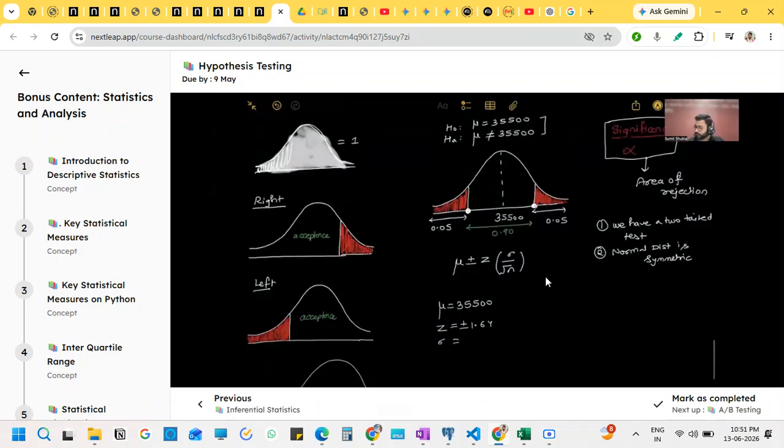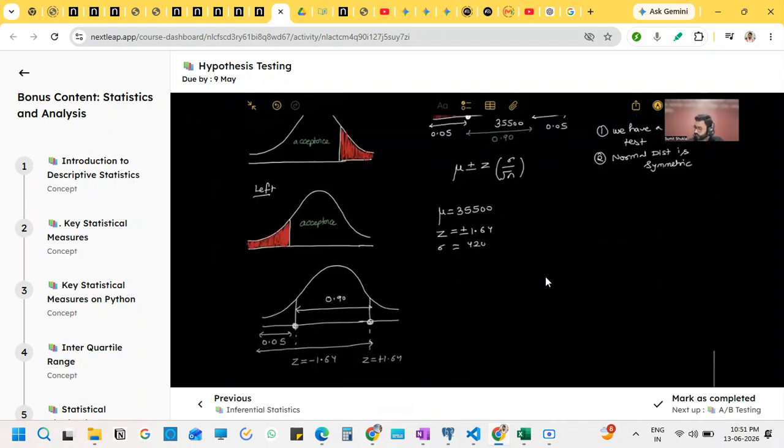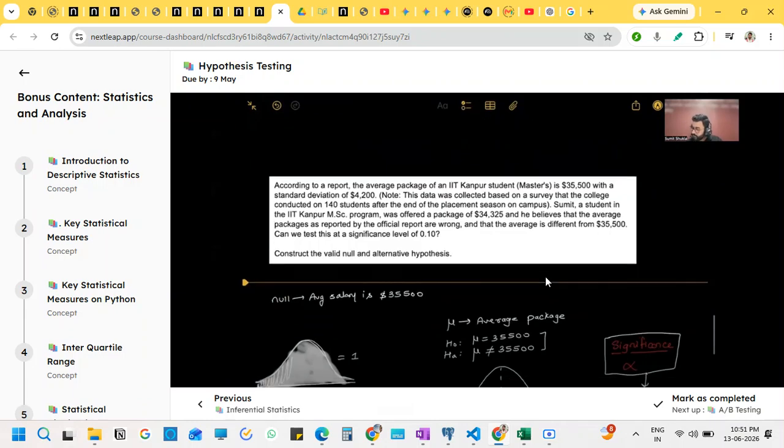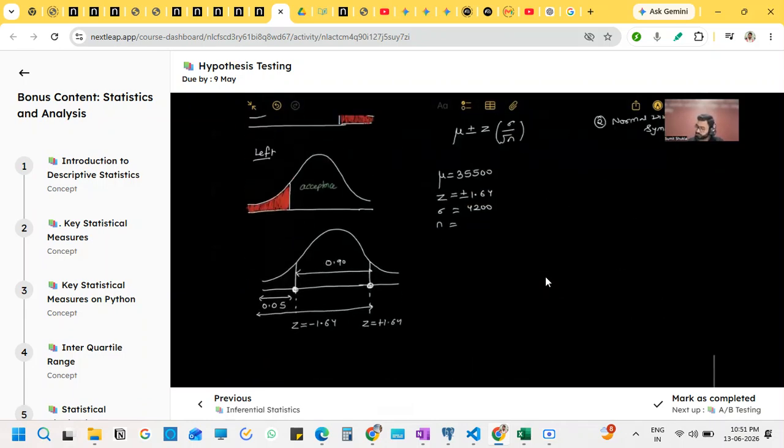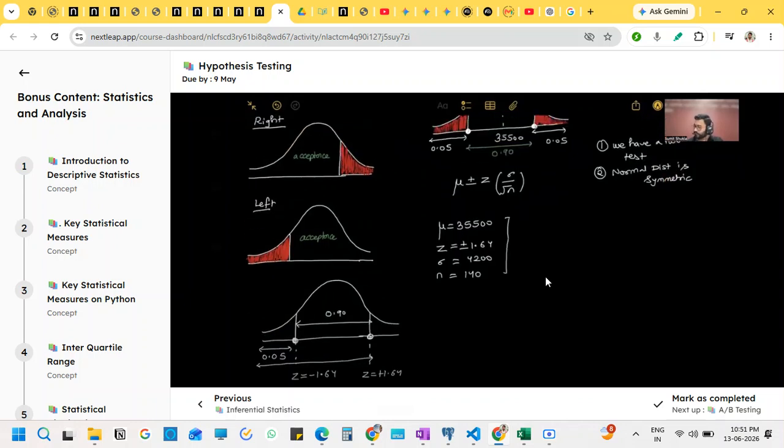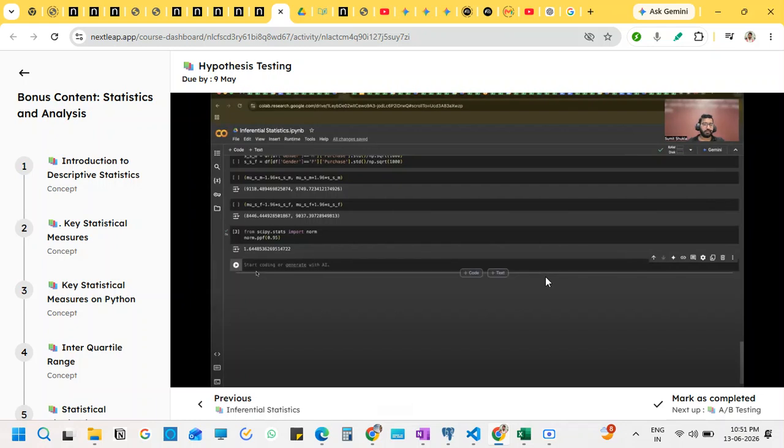My sigma, as per the question, is 4,200, and n is 140 students. Now let's put everything in the formula: 35,500 plus minus 1.64 times sigma, 4,200, divided by root of 140. Let's use Python again. My m is 35,500, my sigma s is 4,200, n is 140, and z is 1.64.